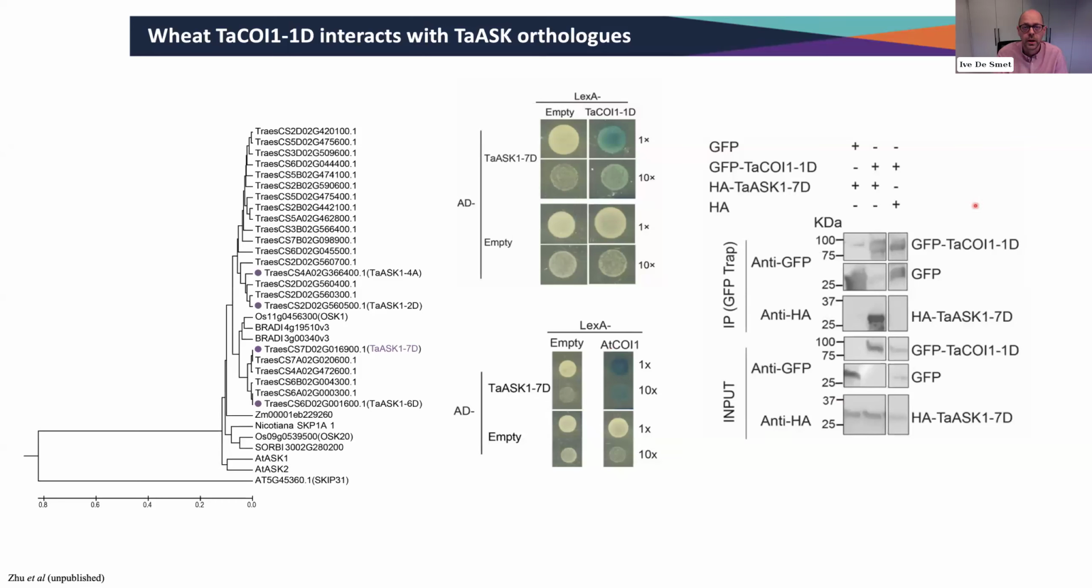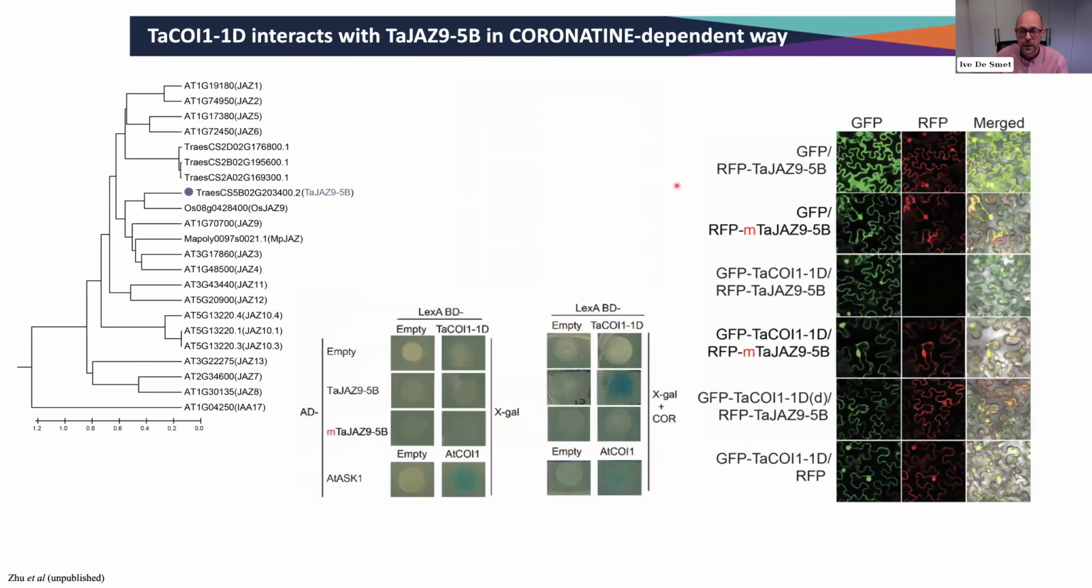So yes, on the one hand, the COI1-1D interacts with these ASK orthologs. In addition, there is also an interaction with one of these JAZ proteins, and we've also demonstrated that for a number of other JAZ proteins, as you can see here in our yeast assay.